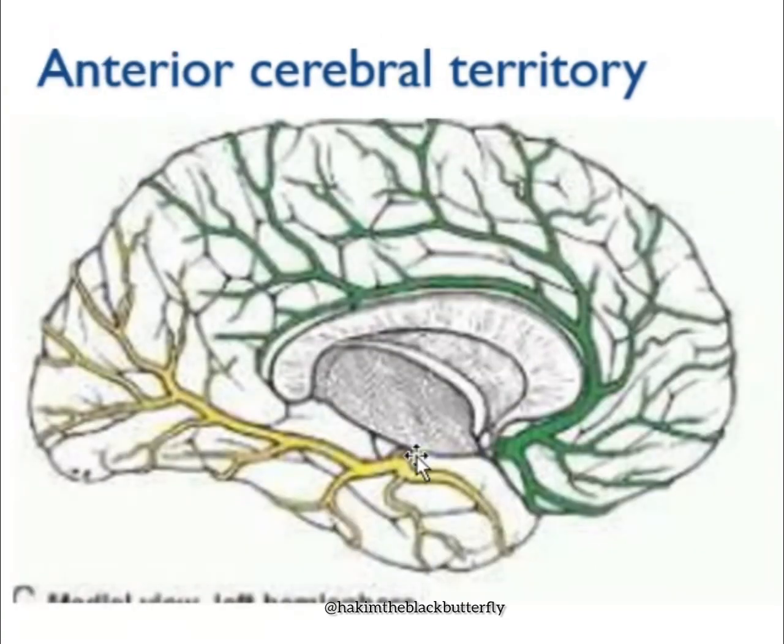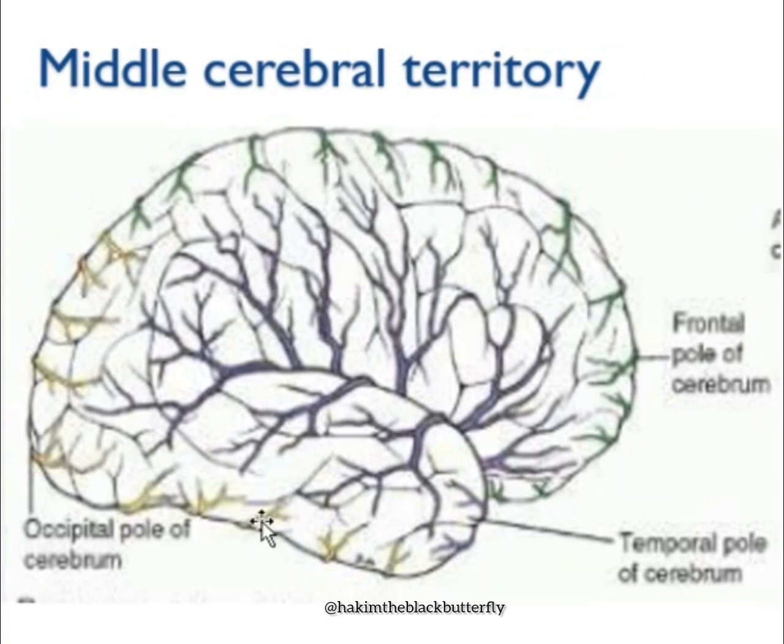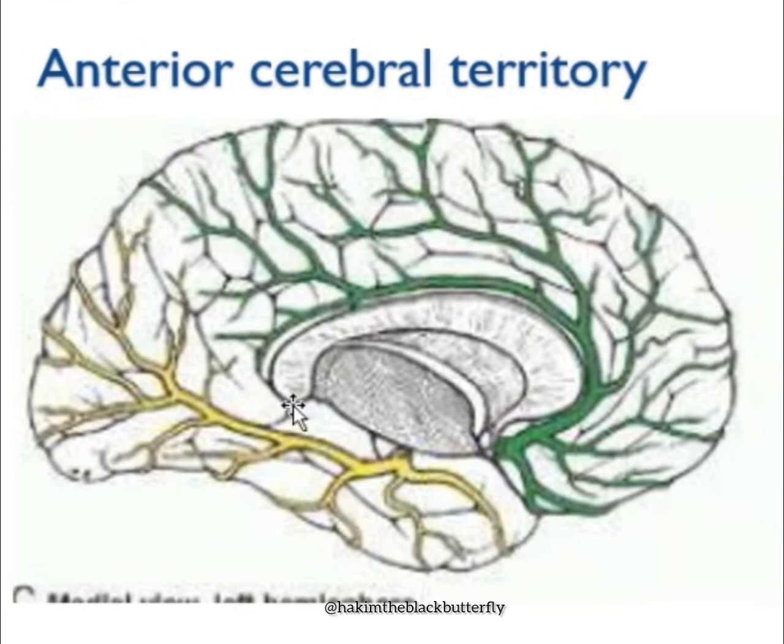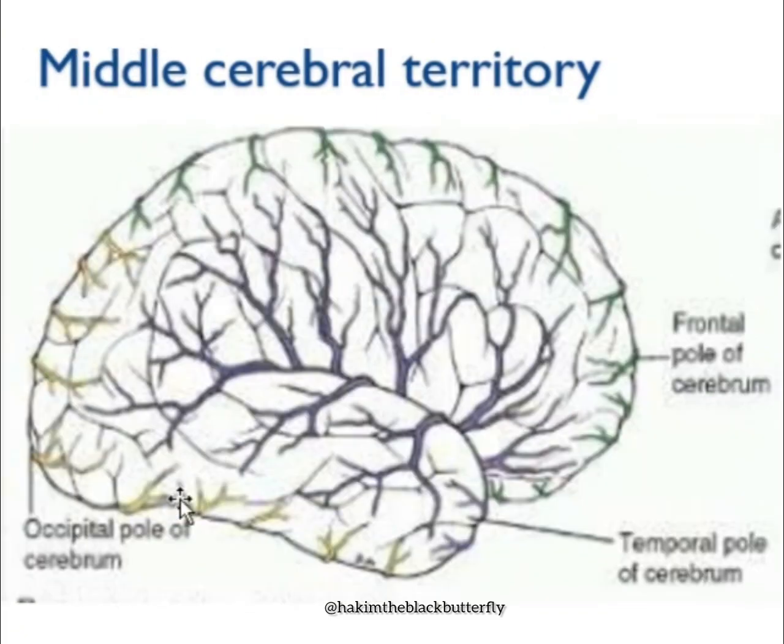Now, the posterior cerebral artery supplies the medial aspect of the temporal lobe. It supplies the medial aspect of the temporal lobe and also sends spillover branches, which we are seeing here, which supply the inferior gyrus of the temporal lobe. So the posterior cerebral artery supplies the entire medial surface of the temporal lobe, and then it goes on the lateral aspect, sending branches to supply the inferior gyrus of the temporal lobe.